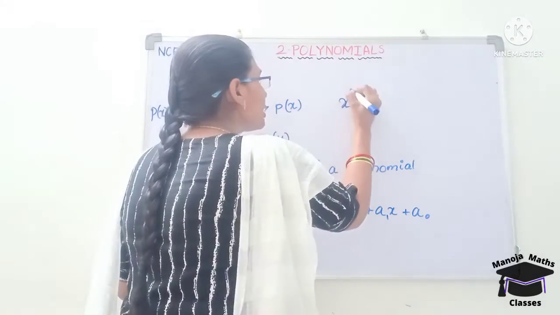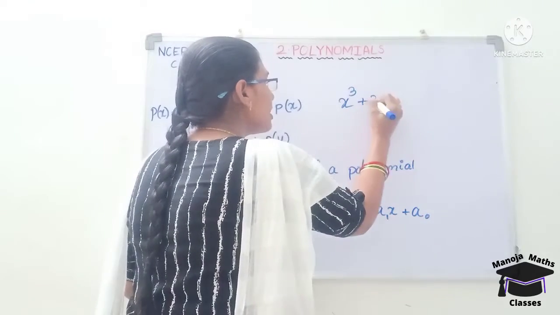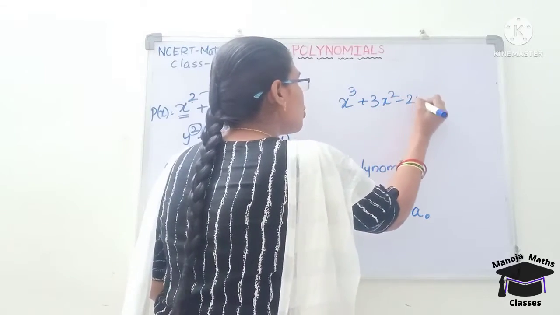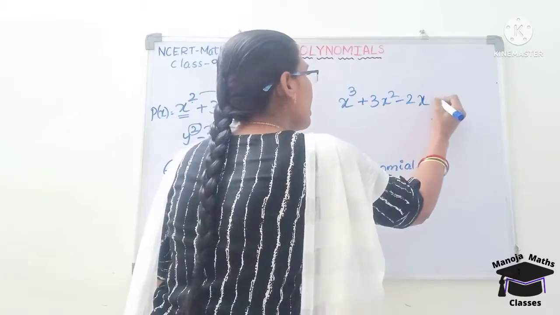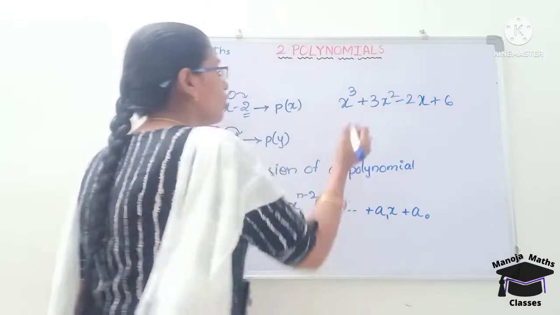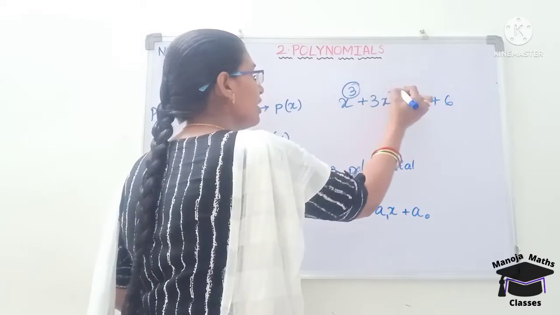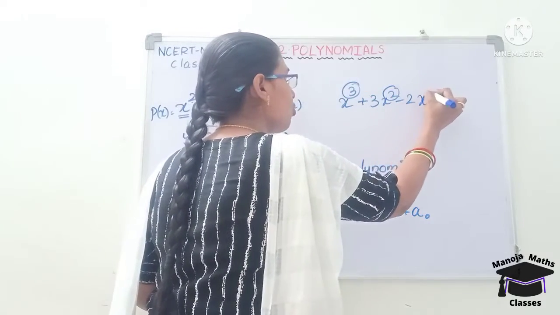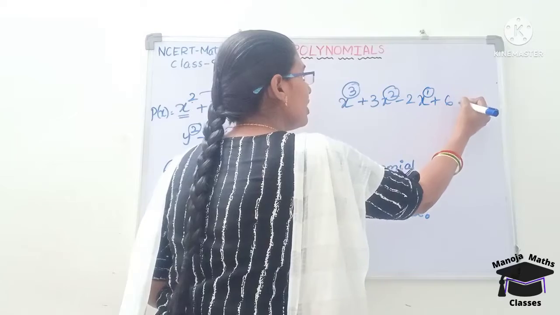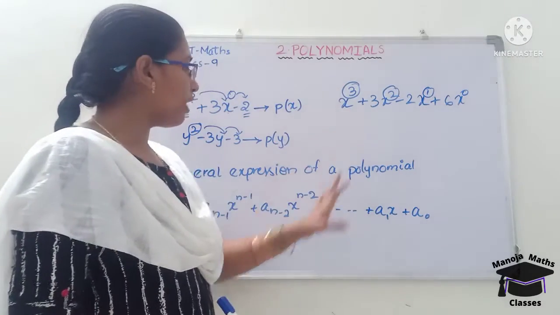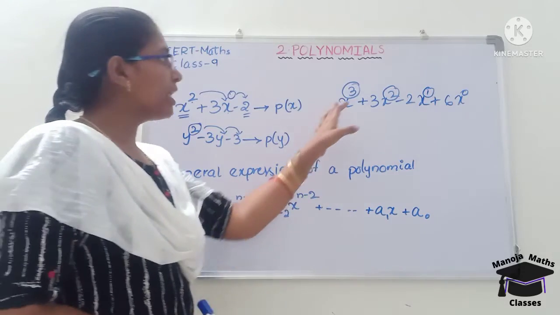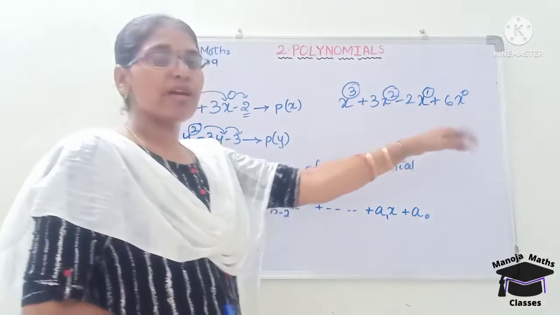Take another expression, x cube plus 3x square minus 2x plus 6. So here you have 3, then 3 minus 1 is 2, then 2 minus 1 is 1, then 1 minus 1 is 0. 6 can be written as 6 into x power 0. So in the general expression of the polynomial, the exponent will get reduced by 1 each time.